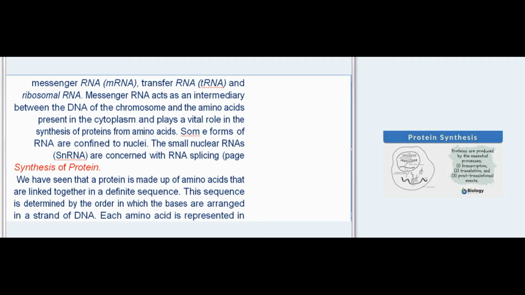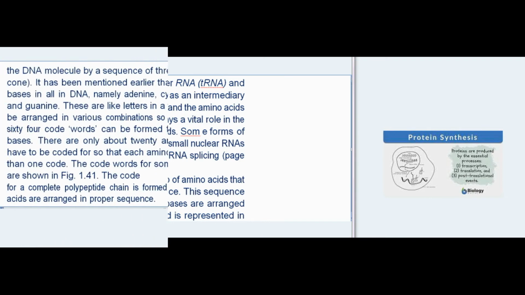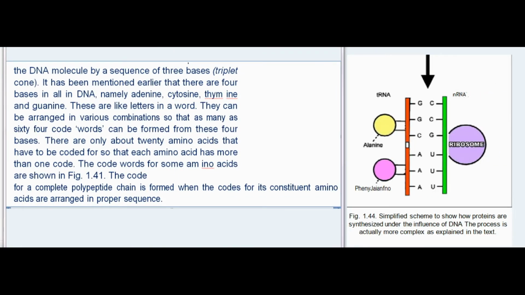We have seen that a protein is made up of amino acids that are linked together in a definite sequence. This sequence is determined by the order in which the bases are arranged in a strand of DNA. Each amino acid is represented in the DNA molecule by a sequence of 3 bases, a triplet code. It has been mentioned earlier that there are 4 bases in all in DNA, namely adenine, cytosine, thymine, and guanine. These are like letters in a word.